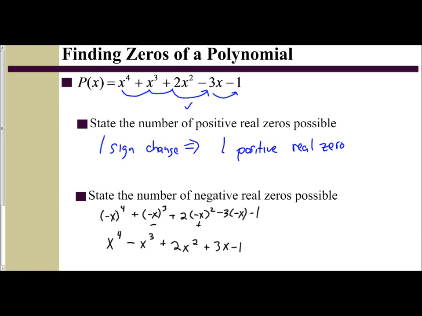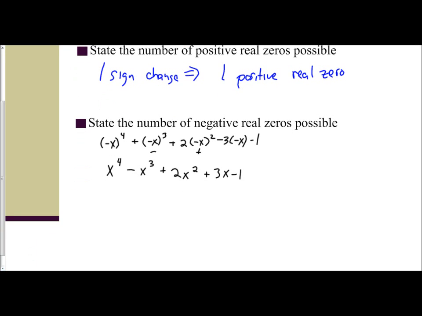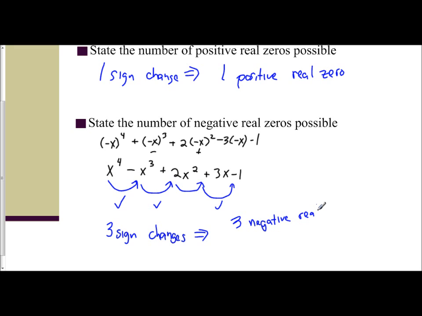And we count the number of sign changes. So I go from positive to a negative, yes, that's a sign change. Negative to a positive, yes, that's a sign change. Positive to a positive, no. Positive to a negative, yes. So I have 3 sign changes, which means I have a possibility of 3 negative real zeros, or less than this by an even number, or 1 negative real zero.